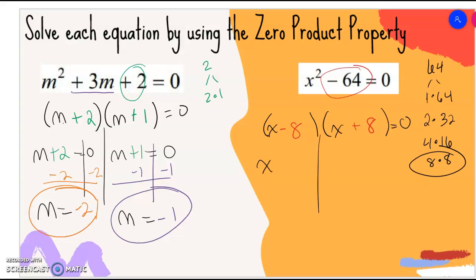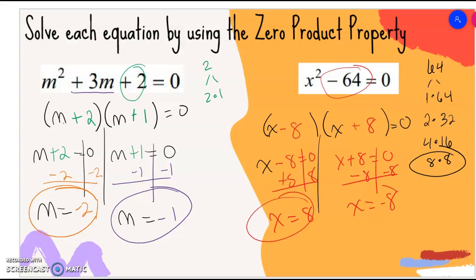And if I set this equal to 0, I'm going to essentially get a positive 8 and a negative 8. So you can write it like this, or you can just say plus or minus.